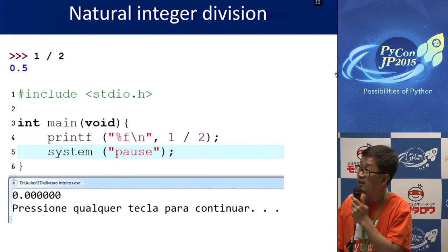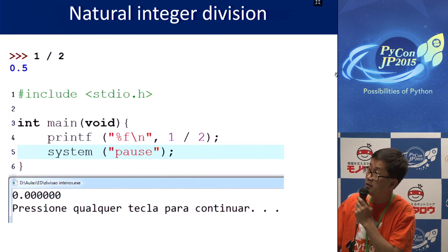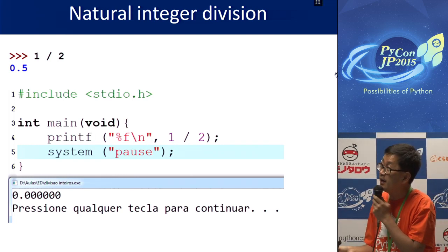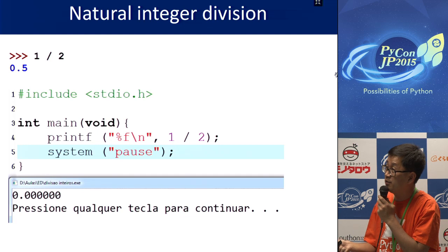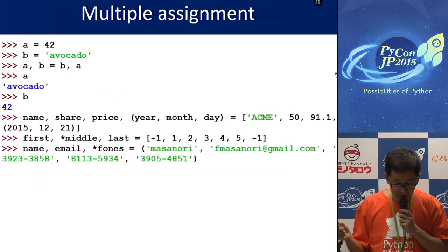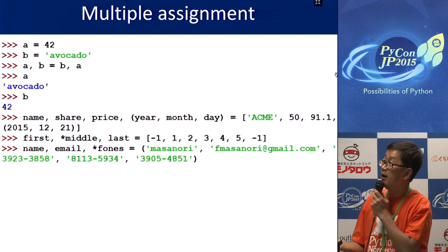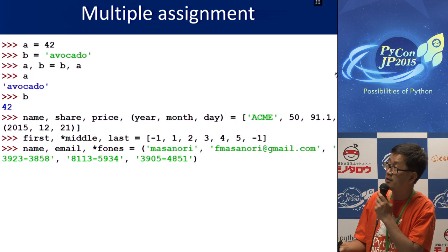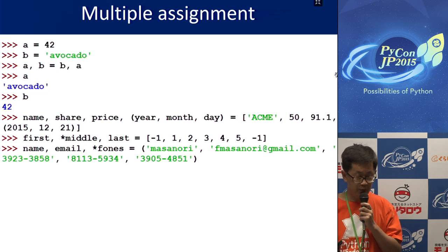And in C, I don't like... in Python 3, 1 divided by 2 is 0.5, which is cool, but strange for beginners used to 1 divided by 2 being 0. It's a bit crazy for beginners. And we have multiple assignment also. We don't need a third variable. And we have multiple assignments for name, char, price, year, month, date, or first, *middle, last, or name, email, *phones. It's a cool feature, multiple assignments in Python.